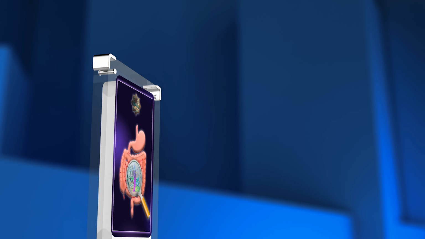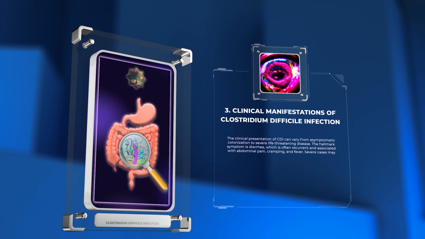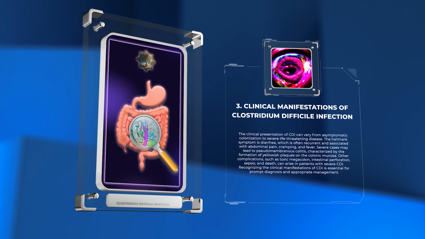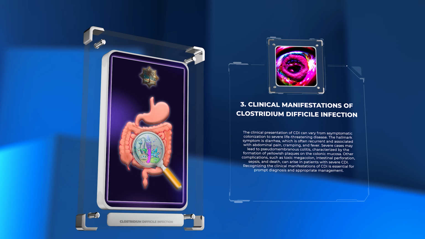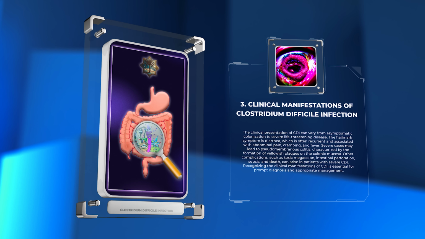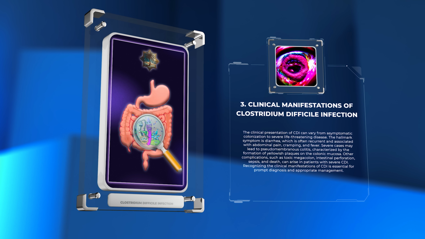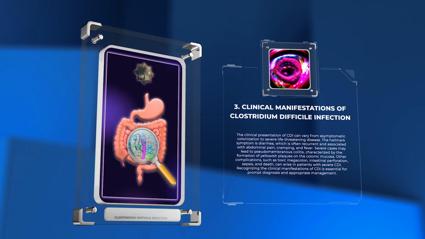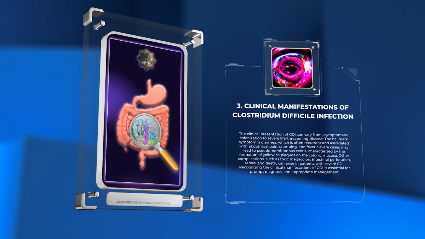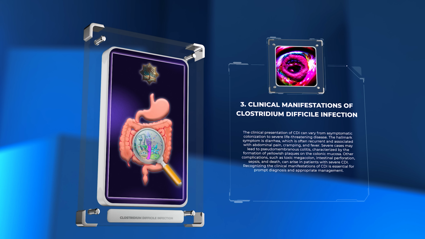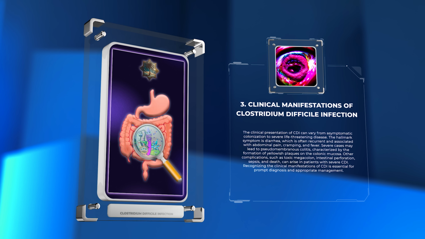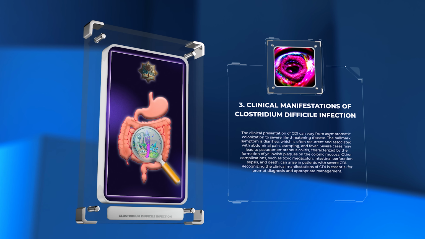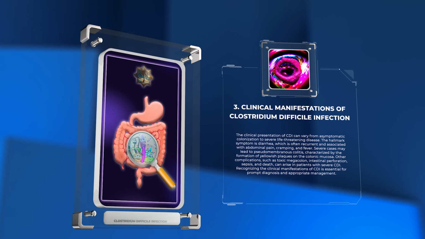The clinical presentation of CDI can vary from asymptomatic colonization to severe life-threatening disease. The hallmark symptom is diarrhea, which is often recurrent and associated with abdominal pain, cramping, and fever. Severe cases may lead to pseudomembranous colitis, characterized by the formation of yellowish plaques on the colonic mucosa. Other complications, such as toxic megacolon, intestinal perforation, sepsis, and death, can arise in patients with severe CDI. Recognizing the clinical manifestations of CDI is essential for prompt diagnosis and appropriate management.